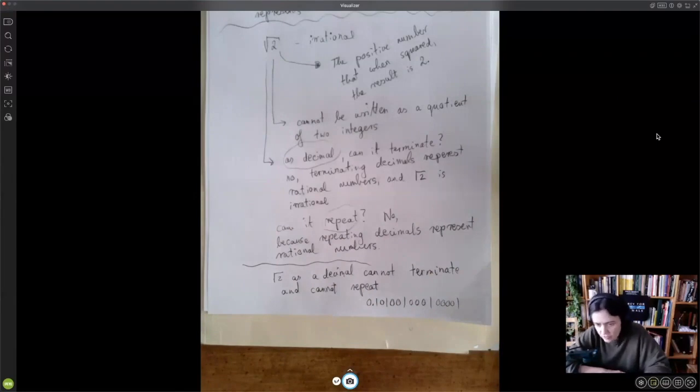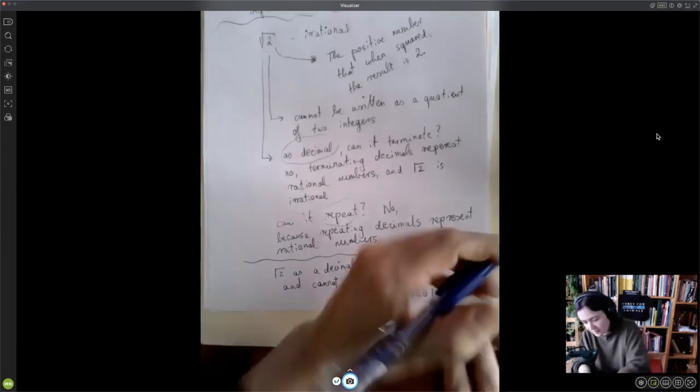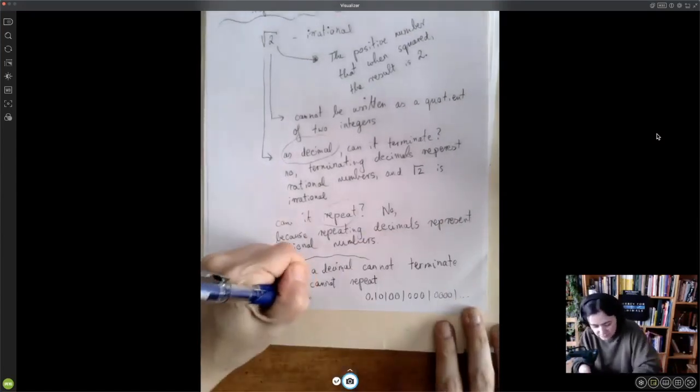Because, well, we didn't prove this, but it's true backwards too, that any number that as a decimal is that ugly, that is irrational. So all the rational numbers terminate or repeat, and all the irrational numbers are disgusting. They are non-terminating, non-repeating, just terrible, terrible, terrible. So this is an irrational number.